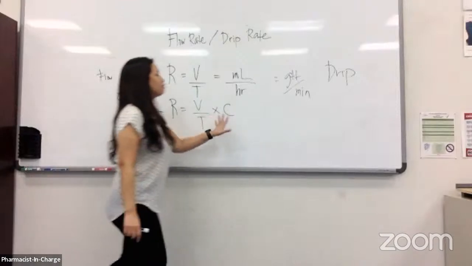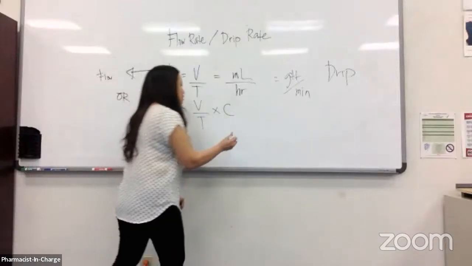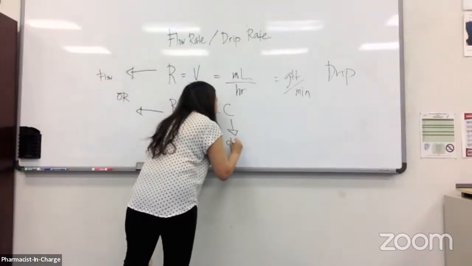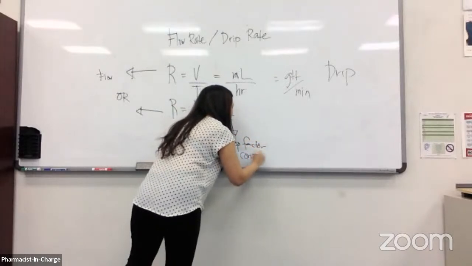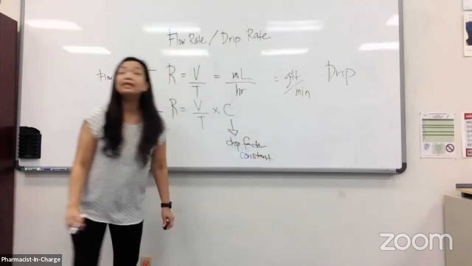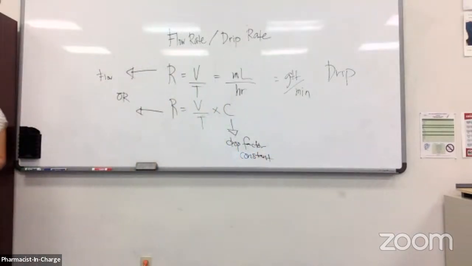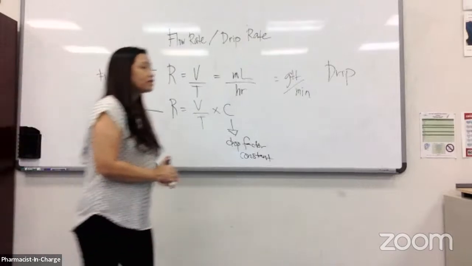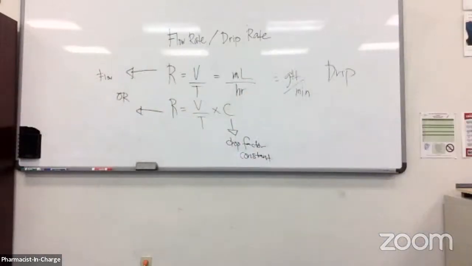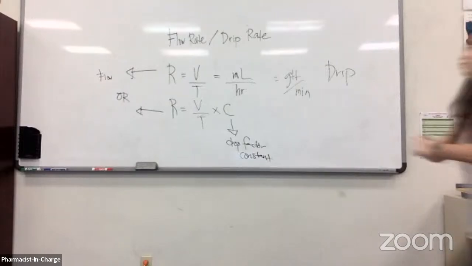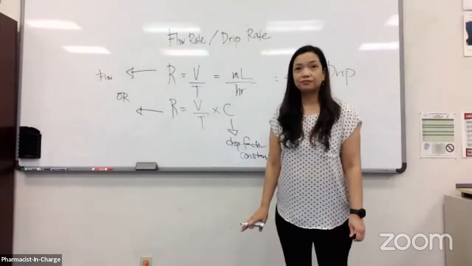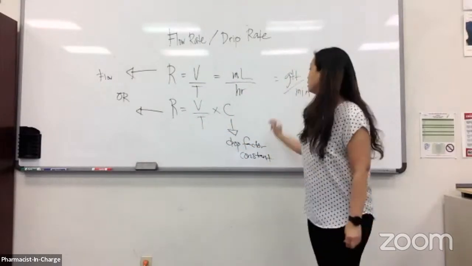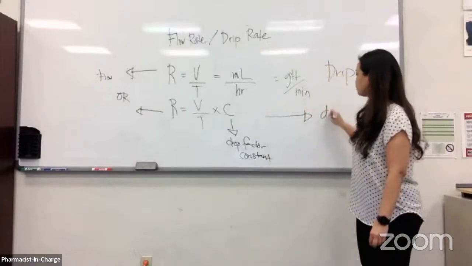Okay, let's go back. Why does the other formula have a C? What does the C mean? C stands for drop factor constant. It will be given. If in the problem you see a drop factor constant, use it. It's not there for you to not use it, which means you have to use the formula R equals V over T times C. Is that clear? This usually goes for drip rate.